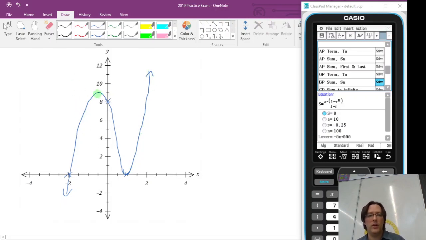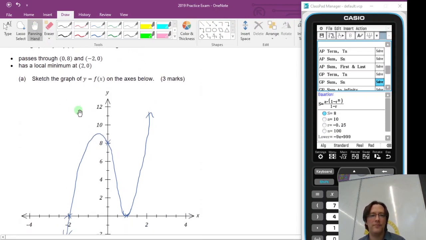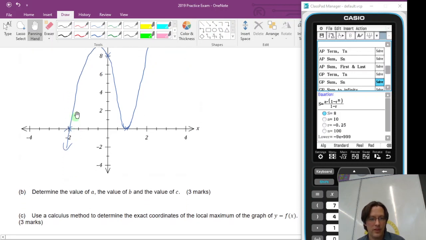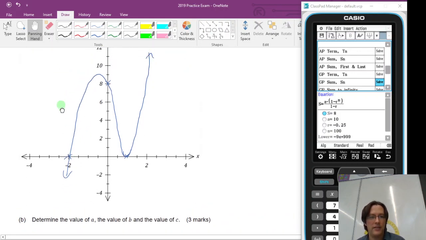So we could end up with a maximum on this side or this side, but you don't get marks because we haven't actually determined where that's going to be yet. So you won't get marks for where you put that maximum point yet, but that's probably what we're going to work out. So that's the graph. What's the value of A, B, and C?